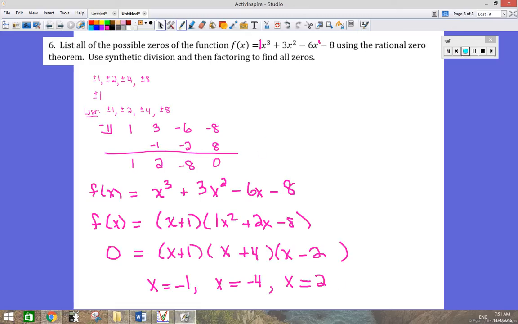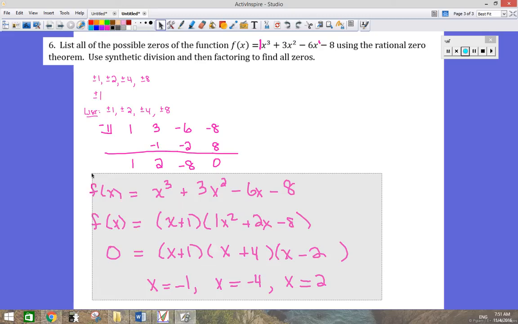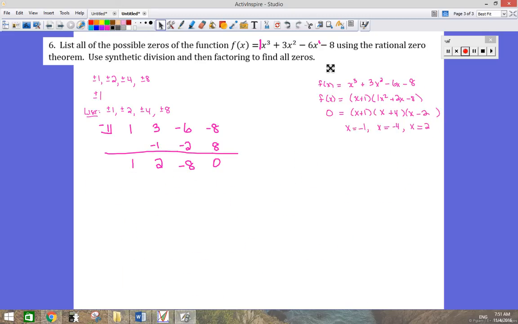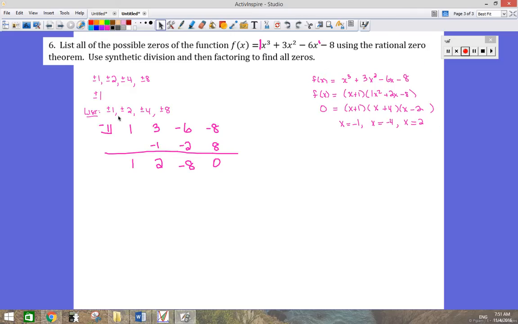Now let me show you something else. You can stop the video if you'd like, but suppose I had kept going. Suppose for whatever reason I suspected that there was more than just -1. I can come in and, let's say I tried 2 next. I can just use this 1, 2, -8 and do synthetic division with the 2, and since I know that this is going to give me a 0 right here, or it should: 1, 2, 4, 8, 0.